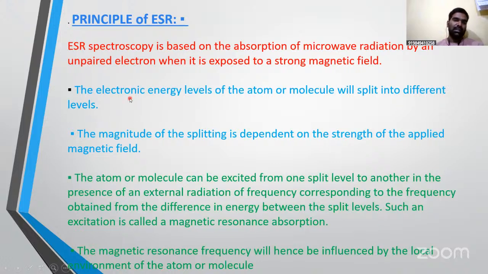So the electron energy levels will be split into different levels. The magnitude of splitting is dependent on the strength of the applied magnetic field. The atoms or molecules can be excited from one split level to another in the presence of an external radiation of frequency.